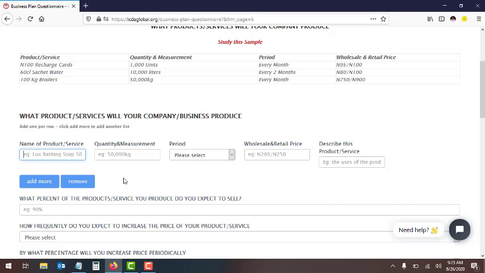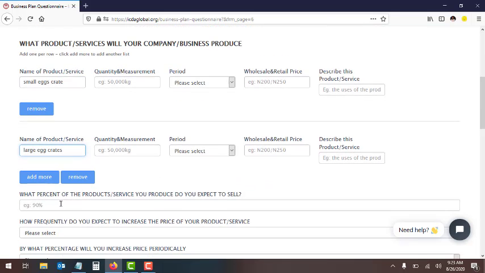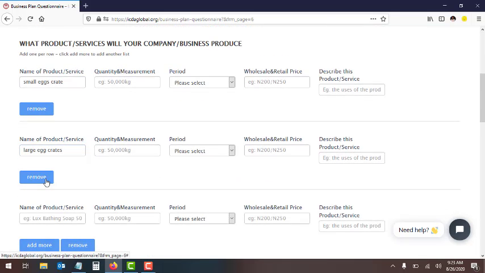Maybe you are into poultry and someone comes and says, what do you do? We sell crates of eggs, and if the crates are different, you can indicate we have smaller crates of eggs and bigger crates of eggs. You have to list them down. So maybe you have small egg crates, and then you have large egg crates. They are different, so you have to specify the difference. Then probably you have this thing.